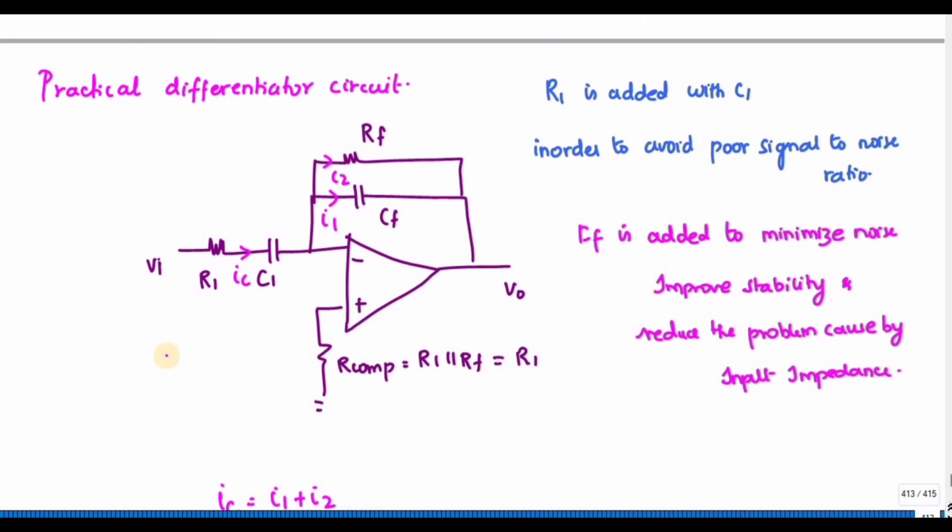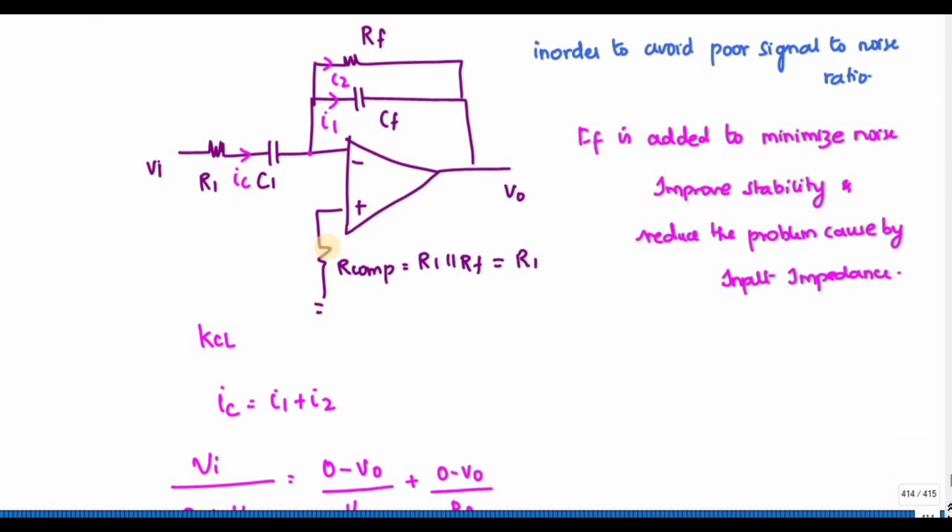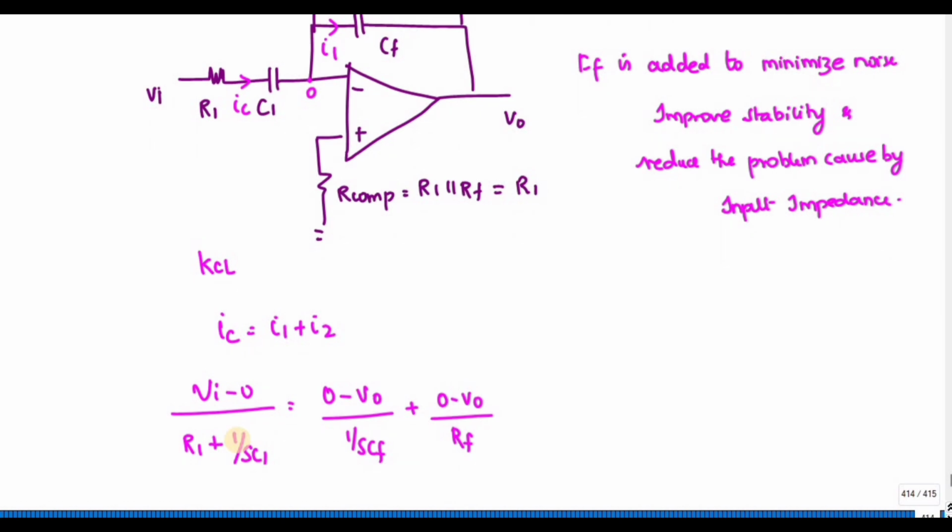KCL at this node. Okay. KCL at this point, I can write input current is equal to outgoing current. So IC is equal to I1 plus I2. So I is nothing but V by R. So this is Vi minus 0. The current is flowing from Vi to 0 because this voltage is 0. So Vi minus 0 divided by the impedance, that is R1 plus 1 divided by SC1. Okay. That is equal to what is I1?